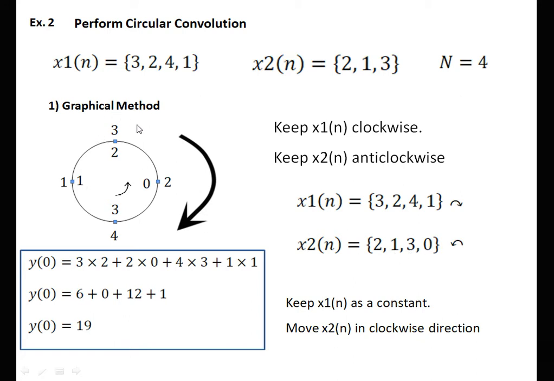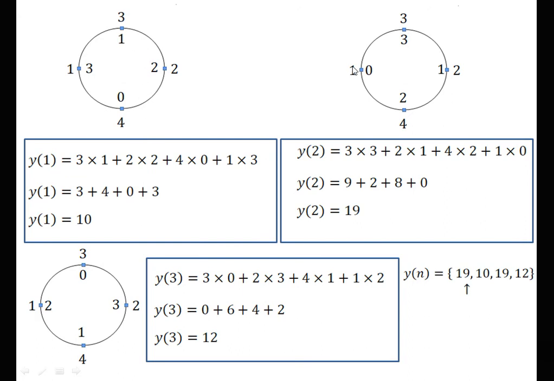So same as the graphical method, we keep x1 fixed and x2 of n is moving. x1 we keep in a clockwise direction, that is 3 2 4 1, and in the same way we keep x2 of n in anti-clockwise direction, that is 2 1 3 0. First initially we take the multiplication and from the next iteration we move this x2 of n signal in a clockwise direction. So next time this one will come here. In this way we do this operation for the next 3 times and we are getting the answer, that is 10, 19, 12. There is no need to explain because if you understood the first example, this is similar calculation.